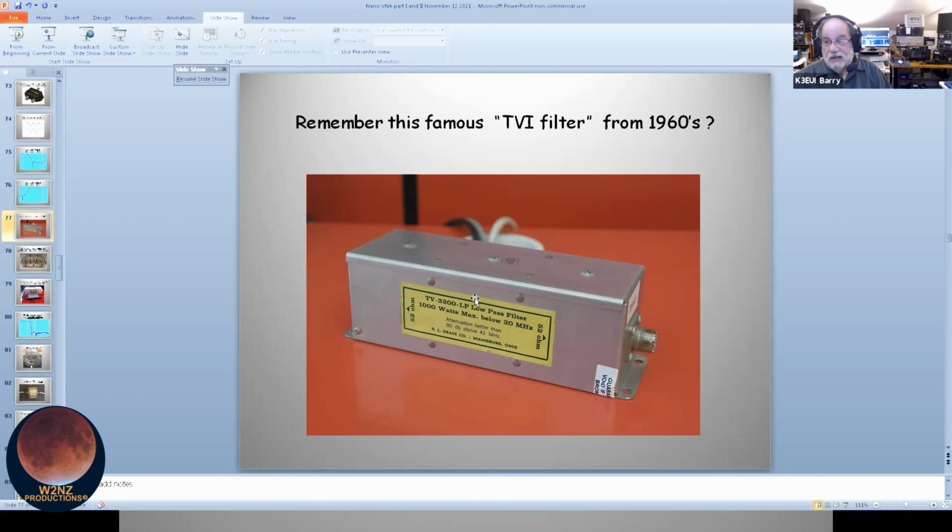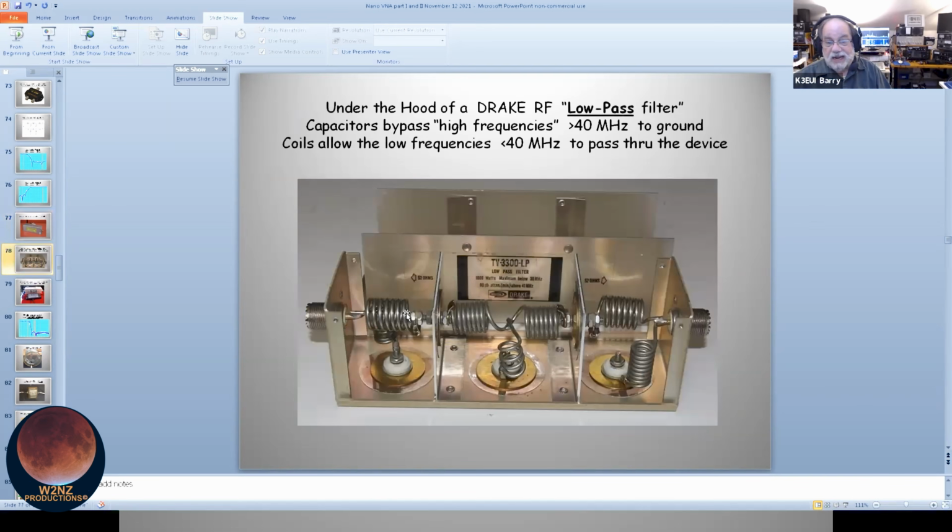It's called a Drake low-pass filter. I still have it. It's in my closet. I don't need it anymore. So I thought, all right, I'll attach the NanoVNA to this. What comes through this? Well, when I open it up, it's just simple coils and capacitors. Nothing special here except the name Drake. So, it's like $100 for the name Drake.